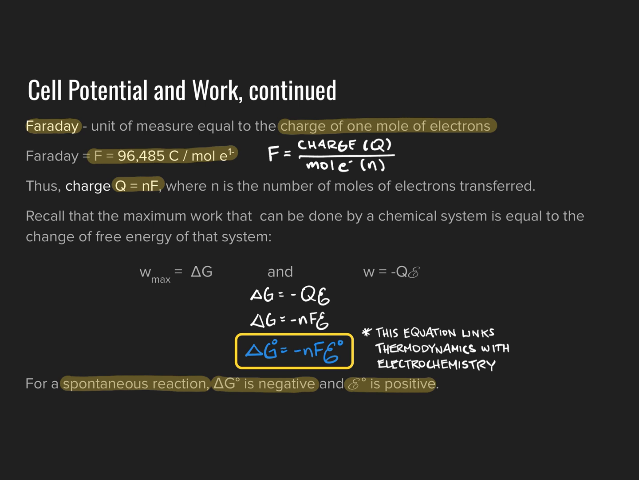So, to summarize, we now have a new tool available to us, a new equation that allows us to calculate a change in free energy of a system, that is delta G naught is equal to minus nF times E naught. And additionally, an observation of a positive cell potential for a system can now also be used to prove that a process is thermodynamically favorable, that is, we have a spontaneous reaction occurring. All right, let's now apply these ideas in our next slide.